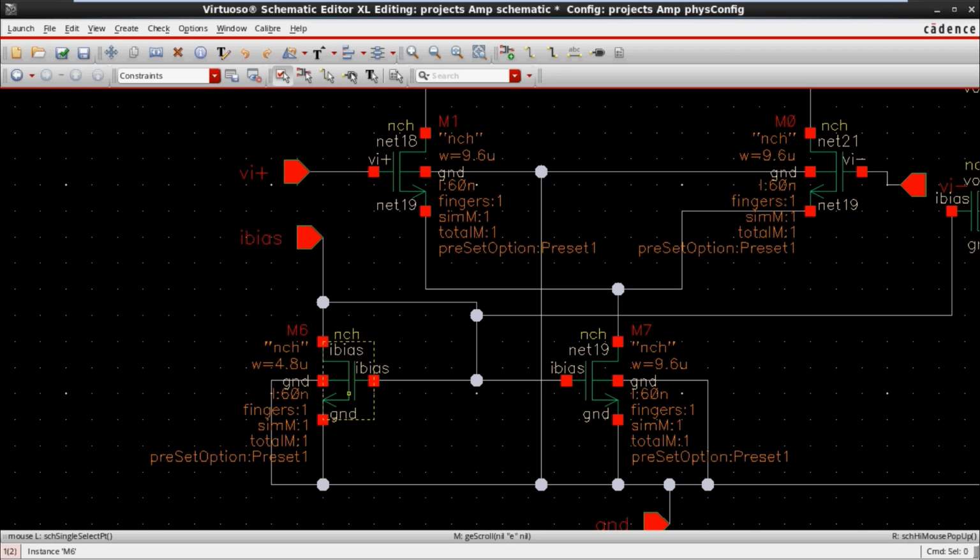So this is 19.2, this is 4.8, and then this is 9.6, which means if you divide this 9.6 by 4.8, this will be double the size of this diode. So this is a normal diode, and this is double the size of the diode.